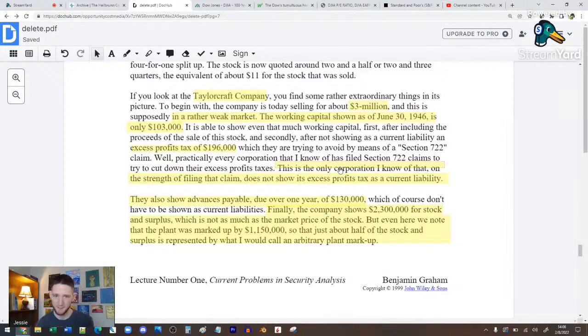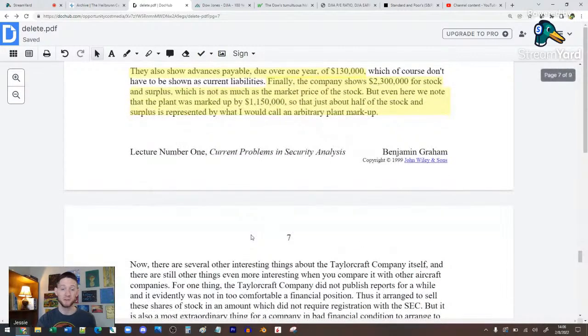So he says the company is not worth that much. The company shows $2.3 million for stock and surplus. To add insult to injury, he just keeps going here. He says it's stock in surplus, which is not as much as the market price of the stock. So essentially, they're saying it's more valuable than it's actually showing. And then he says there's plant and equipment that was marked up by $1.1 million that he says was arbitrary. He doesn't believe it to be the case. So just grossly overvalued as a company when you look at the fundamentals, he said.